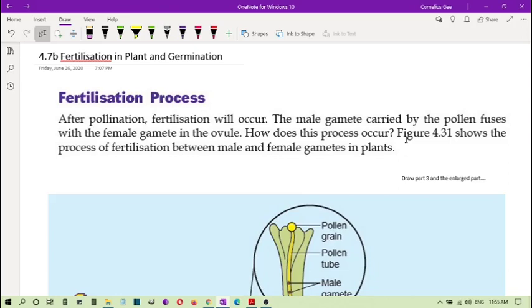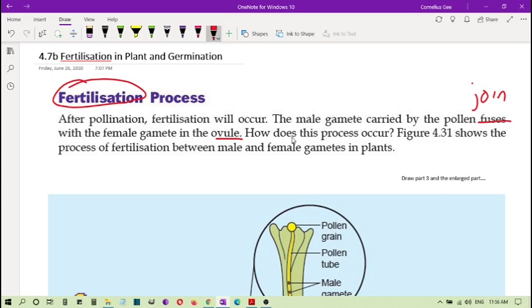Now, from what we have learned in the other videos, reproduction in plants started with pollination. After pollination, the next stage will be fertilization. After pollination, fertilization will occur. The male gamete carried by the pollen fuses, which means joins, with the female gamete in the ovule.